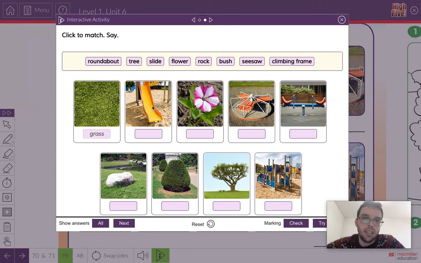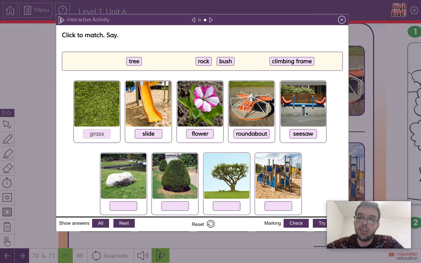Okay. This picture is a slide. So under this picture, you write the word slide. This is a flower. Okay, so under the picture, you write the word flower. The next one is, this is a roundabout. So under the picture, you write the word roundabout.